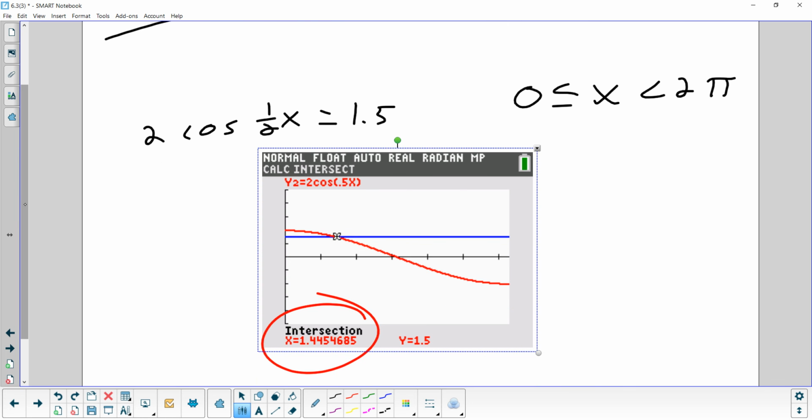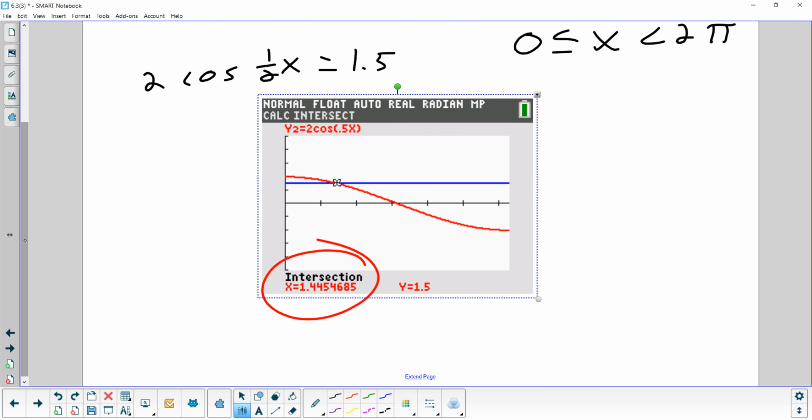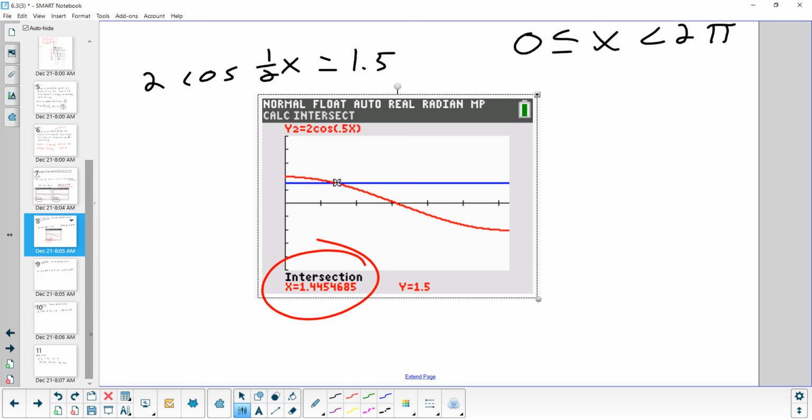I didn't check my window this time because I knew it was the same window as the last one. My window is still set at 0 to 2 pi. If you change your window, you need to check that. Any questions on that one? All right.